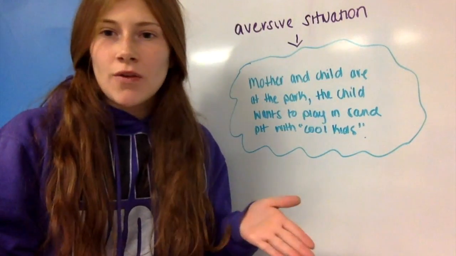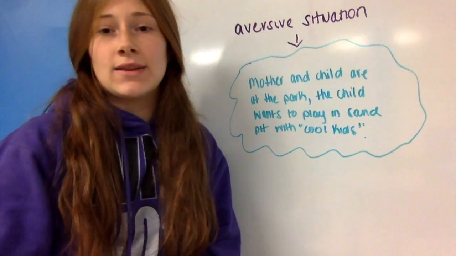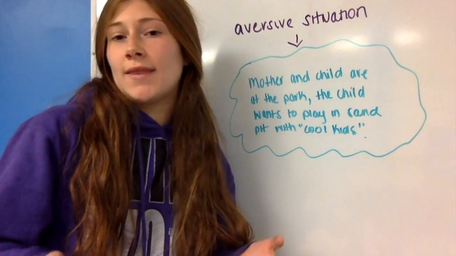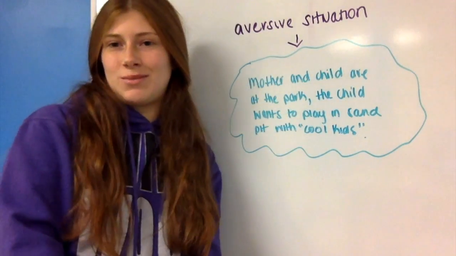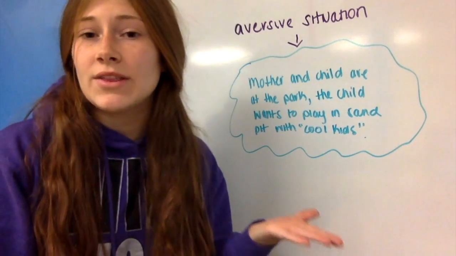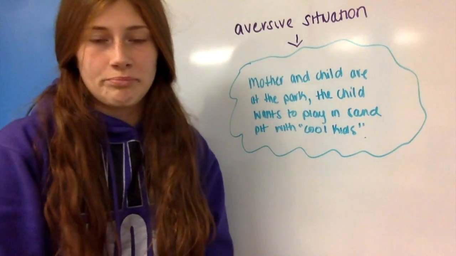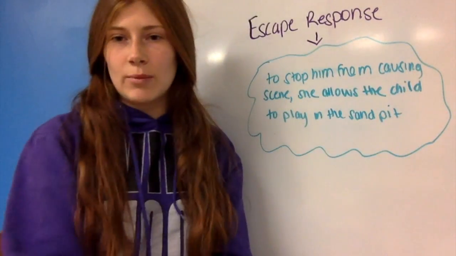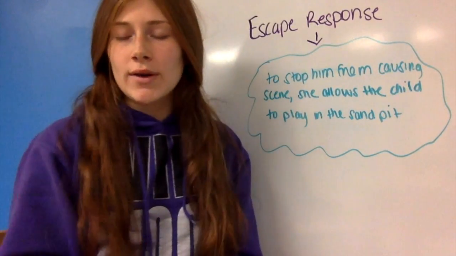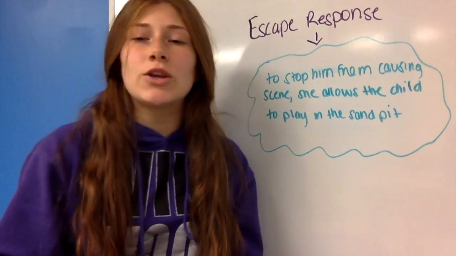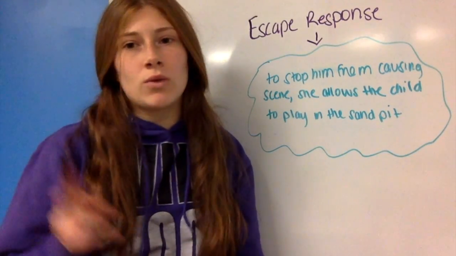Okay, so let's start off with the aversive situation. A mother and child are at the park, and the child really wants to play in the sand pit. The mother does not want the kid to play in the sand pit, so he throws a fit and starts throwing the sand everywhere. Now for the escape response. To stop the child from throwing a temper tantrum in the middle of the park and causing a huge scene, the mother allows the boy to play in the sandpit with the cool kids.